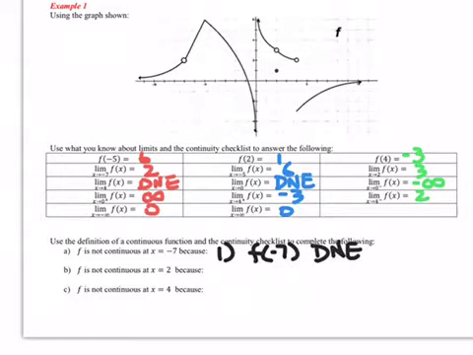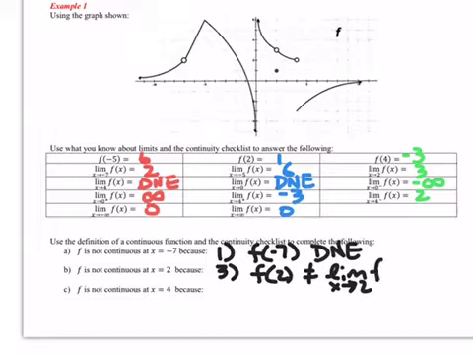Part B, f is not continuous at x equals 2. Part 1 is true, there is a value for f of 2. Part 2 is true, there is a limit as x approaches 2. But those two are not equal, so it's a violation of the third part. f of 2 is not equal to the limit as x approaches 2 of f of x. Therefore, there's a gap in the graph, and it's not continuous at that point.